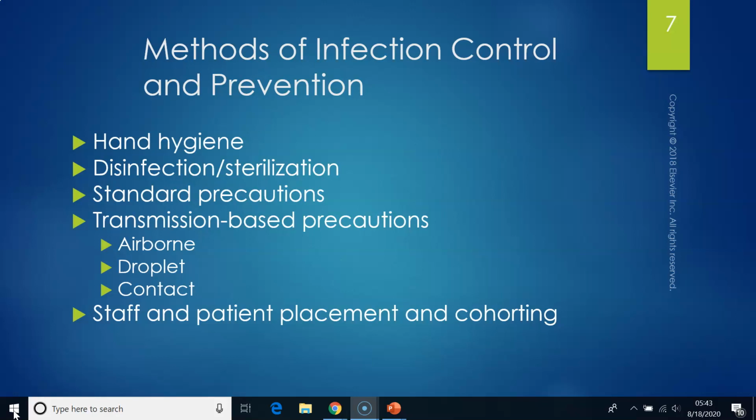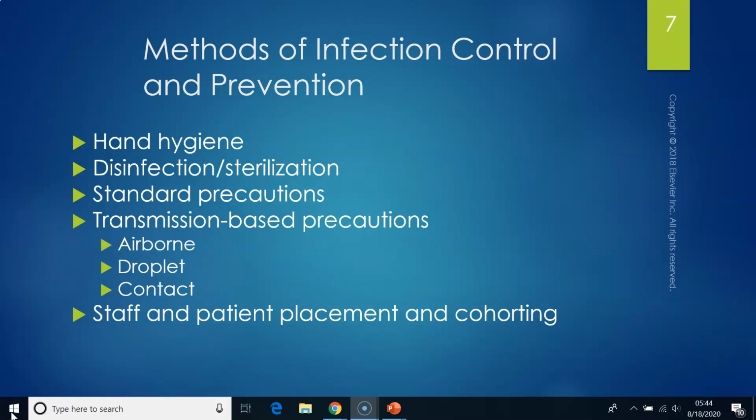Now, we talked about earlier, droplet precautions are caused by organisms that are in droplets, and they only can go about 3 feet, and they're not suspended very long. So these patients need to be on droplet precautions, which would include masks, a gown, gloves, face shield, but they don't necessarily require an N95 mask. Contact precautions are for patients who have or are suspected to have an infection transmitted by direct contact or contact with the person's items.